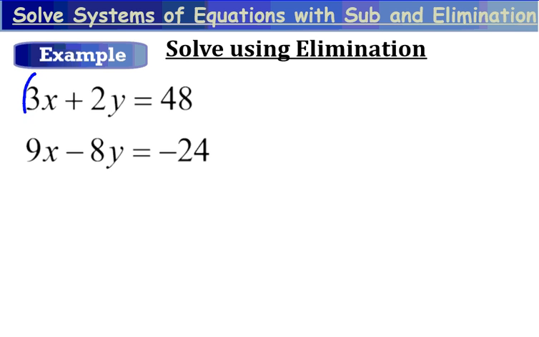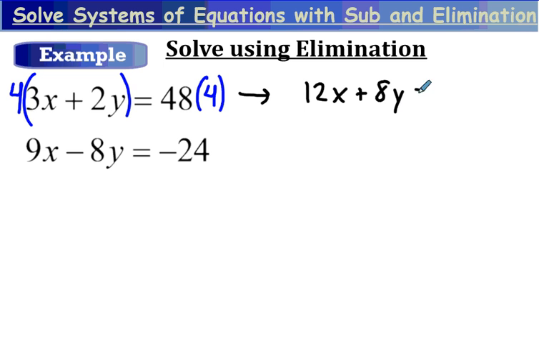So if I multiply the top equation by 4, if I do the left, I also need to do the right side to keep the equation balanced. I'll then get 12x plus 8y equals, and then 48 times 4 is going to give us 192. The bottom equation just stays the same because now the y's will be matched up. It's 9x minus 8y equals -24.